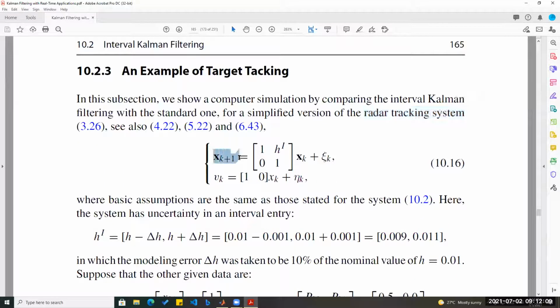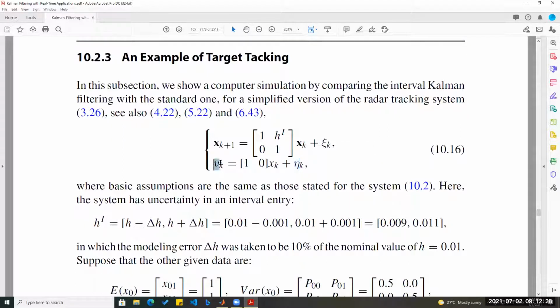The state X contains the position and velocity. It's a discrete time system, so H is the sampling period. C and it are the process noise and the measurement noise respectively. V is a measurement, and it only measures the position.